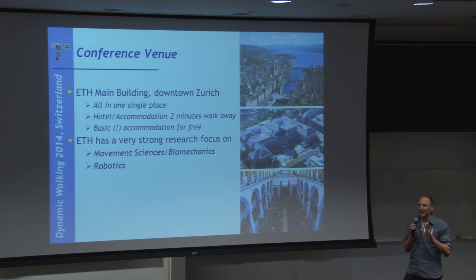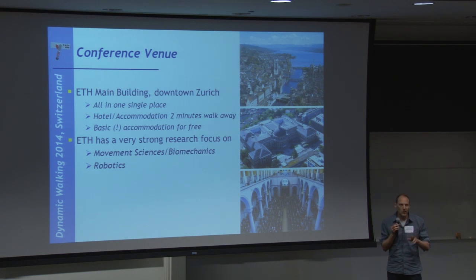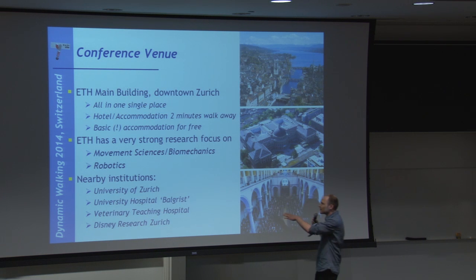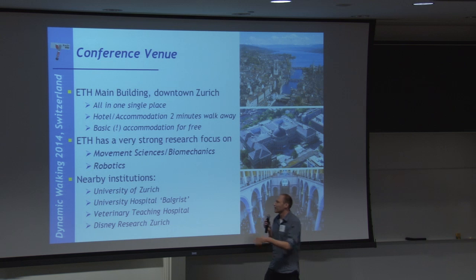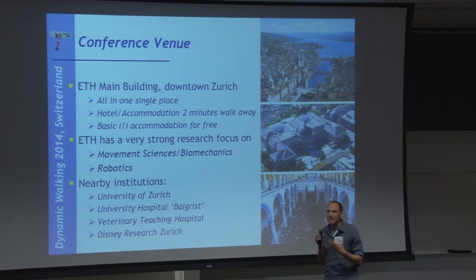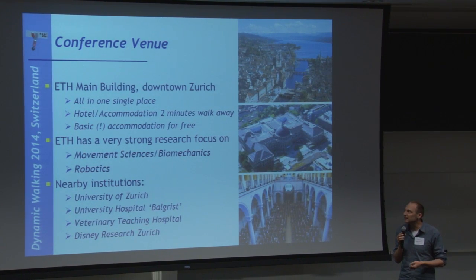I think it will be a great venue. ETH has a lot of research in robotics. There are 4 or 5 groups doing robotics, 3 of them working on leg robotics. We have work in rehabilitation robotics. We have biomechanics people. And then nearby, we have the University of Zurich. We have the Balgrist Hospital, where the locomotive is coming from. We have a veterinary clinic doing sports medicine for horses. We have the Disney Research Center in Zurich, also working in simulation and robotics.